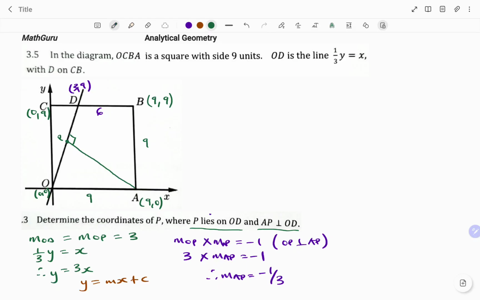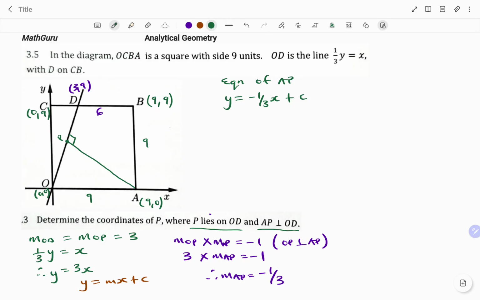What I'm trying to do is to find the coordinates of P. So the next step in this case, I've been able to find the gradient of OP. I've been able to find the gradient of AP. The next step is to find the equation of the line AP. So we have that as y equals, we found the gradient to be -1/3, so I have -1/3x plus c.